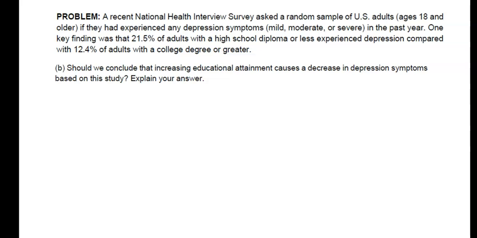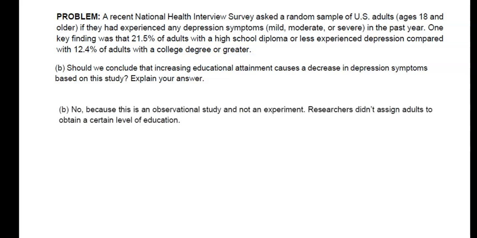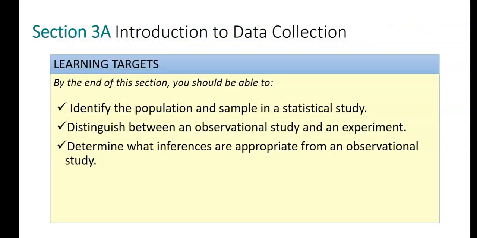Should we conclude that increasing educational attainment caused a decrease in depression symptoms? Is this an experiment or observational study? We said it's observational. We're asking questions about whether they experienced any depression. We're not forcing them to be depressed or something. So we can't prove causation without an experiment. So no, this is an observational study. They didn't assign. In an experiment, you assign some kind of treatment to a group. That's your lesson for today.